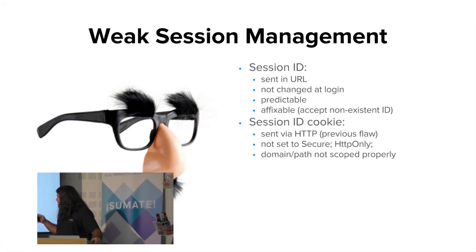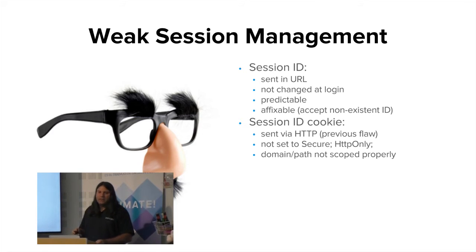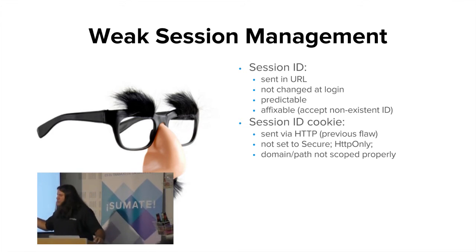The domain and path not scoped properly. You can have, has anybody incorporated something like Mashery into their architecture for API management? Everybody know what Mashery is?